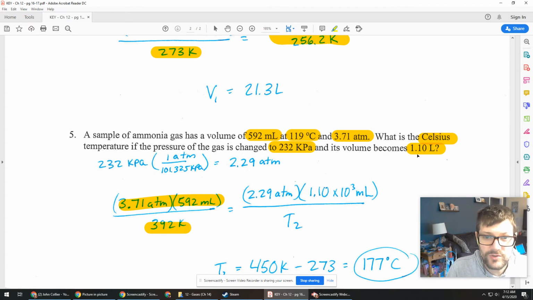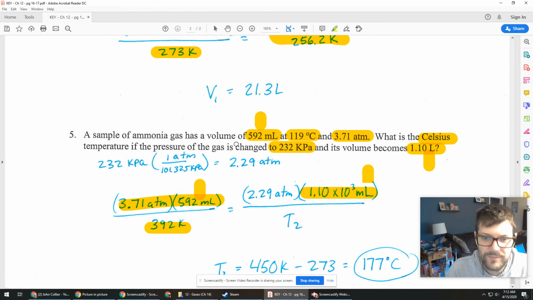So 2 things going on. One, we started in milliliters, but we ended in liters, so I need to convert one of them. I chose in this example to convert my 1.1 liters into milliliters. So that's why that milliliters is there. I could have gone the other way. I could have made this milliliters over here, this 592, I could have made that liters.